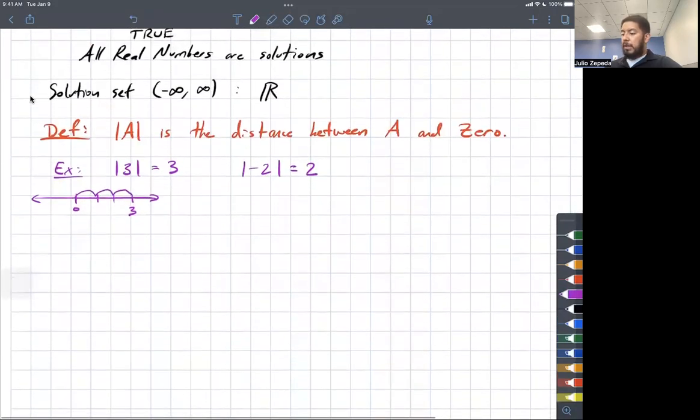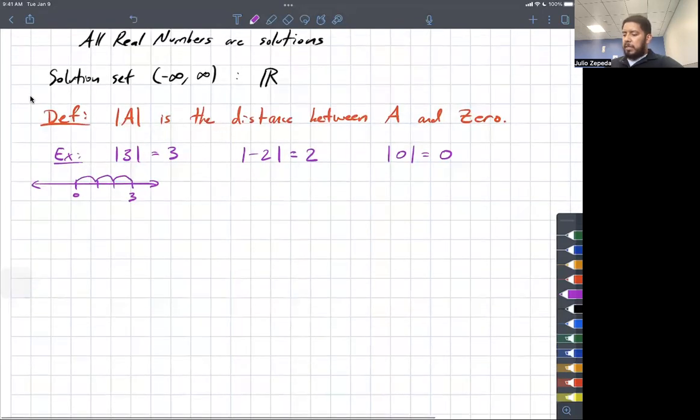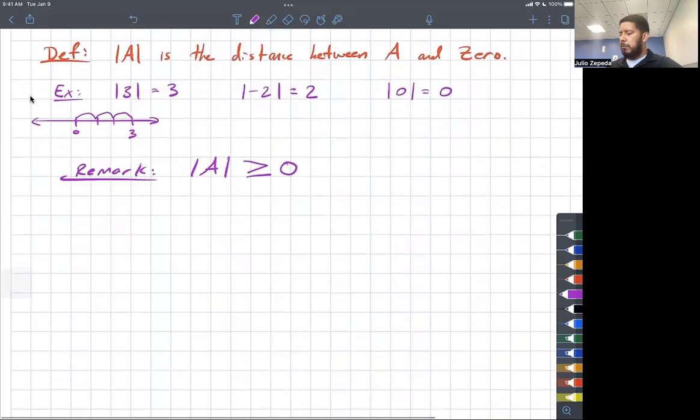So the absolute value is usually positive, but there is one case where it's not positive. The absolute value of 0 is not a positive number. This is 0. Okay, so from this, we can say just a quick little remark. The absolute value of A is always greater than or equal to 0. That may come in handy later in the worksheet.